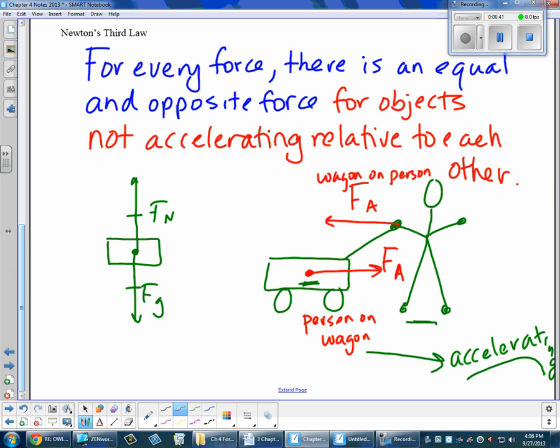Now, in order for the whole system to accelerate forward, the person's feet must exert a force on the ground that is bigger than the applied force pulling back on the person. So the person has to have shoes that have enough friction that allow them to push the person forward with more force than the applied force of the wagon on the person.